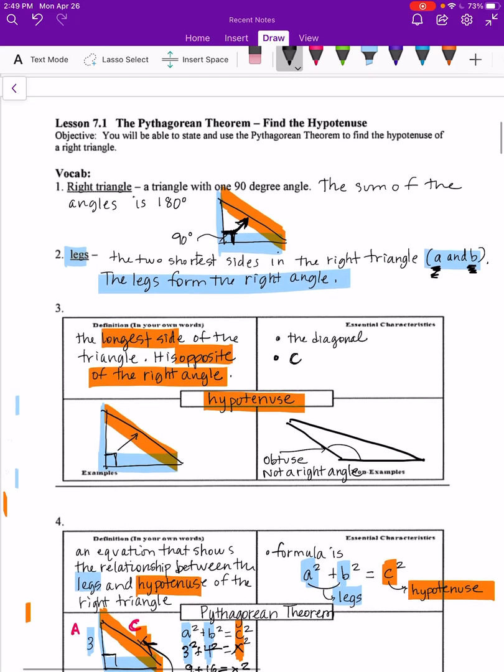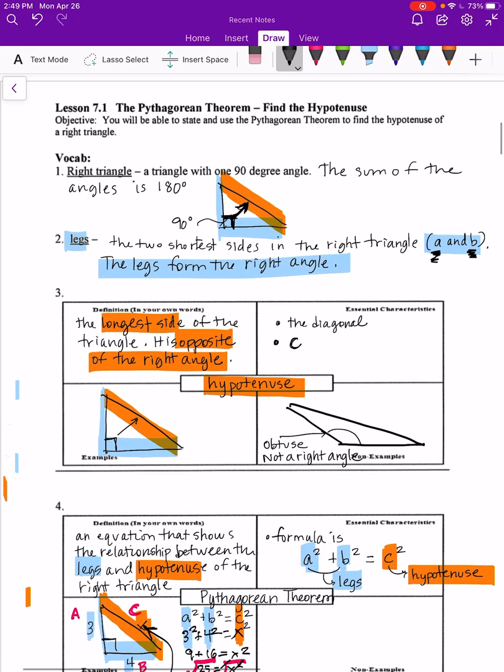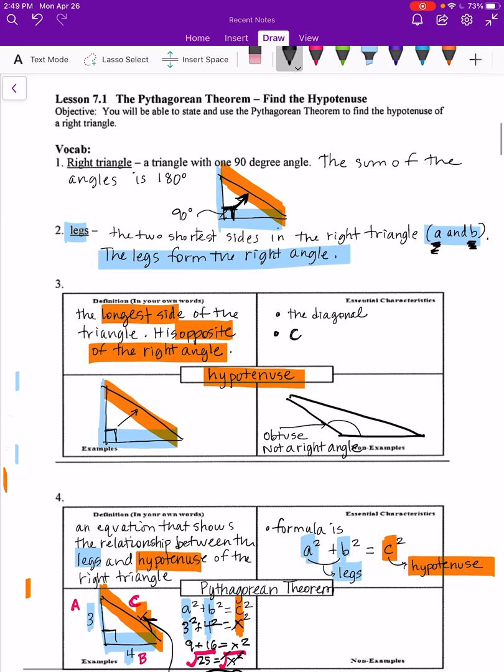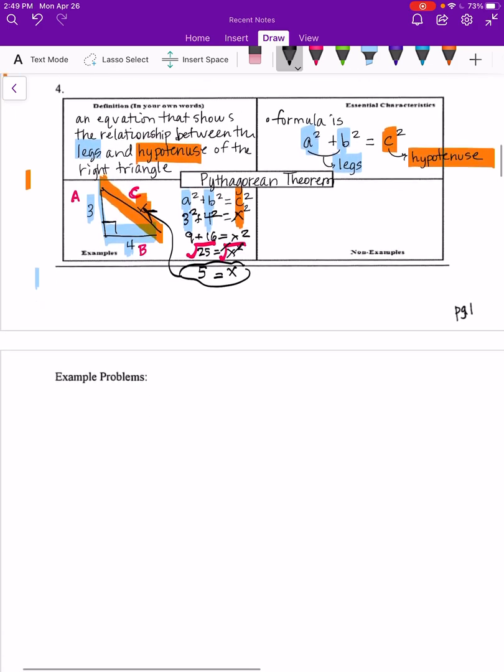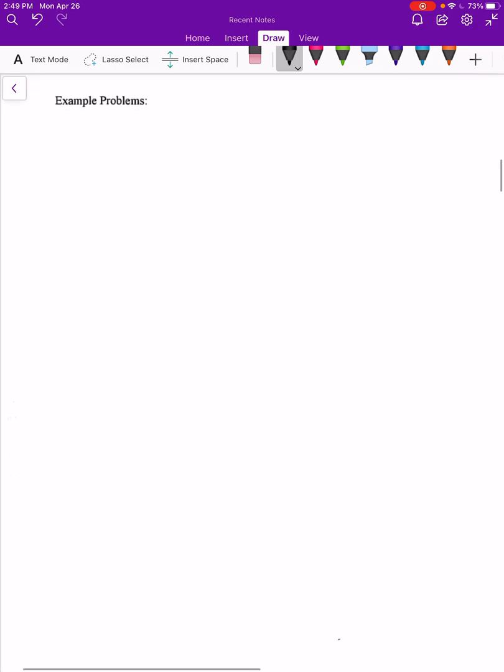So we talked about the Pythagorean Theorem and the definitions. So now we're going to, just like it says, find the hypotenuse. And I kind of gave you a little preview with that last definition of what we're going to be doing. So turn to page 2 in your note packets. We're going to talk about some example problems. Here we go. Number 1.